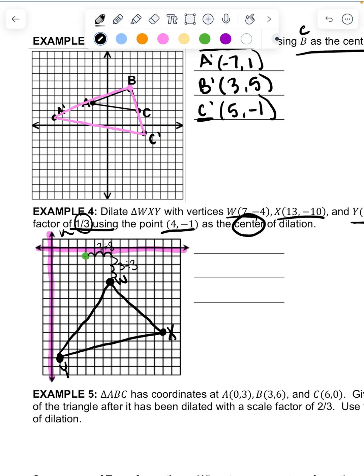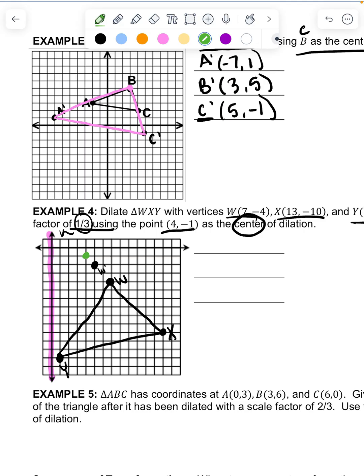Okay, 3 divided by 3 is 1. So instead of going to the right 3, I'm going to go right 1. And instead of going down 3, I'm going to go down 1 from that point at 4, -1. Okay, so here is my W prime. Let me erase all this other work. Okay, so there is W prime.